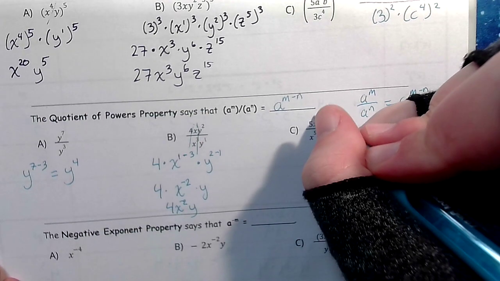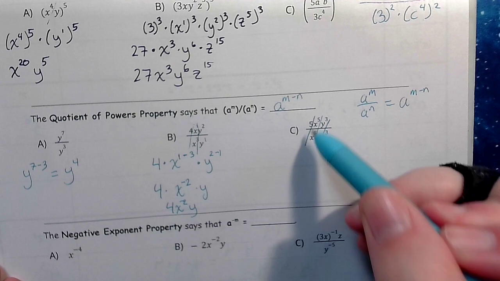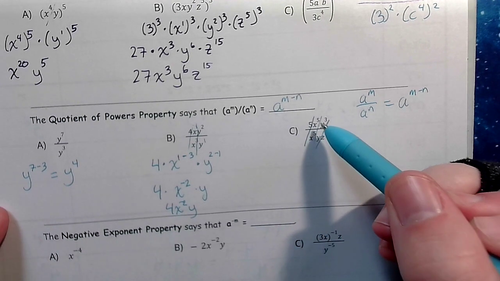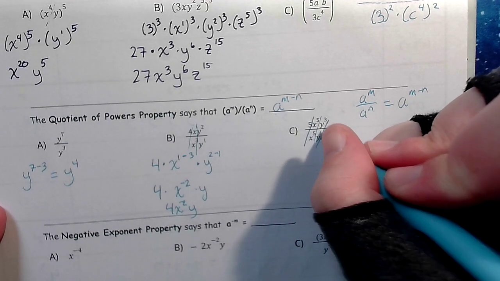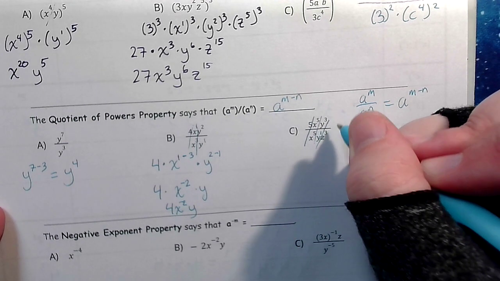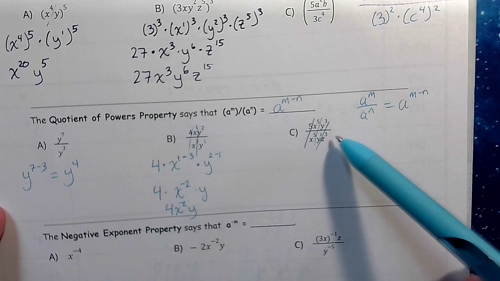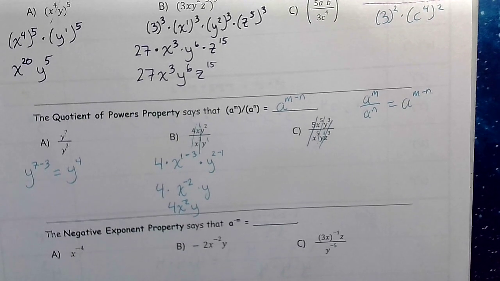And then here, again, we can split it up if that helps us. So 5 over 1, technically. X to the fifth over x to the fifth. Y to the third over y to the first. And z over z to the third. See if you can simplify that one. Go ahead and pause and try it now.